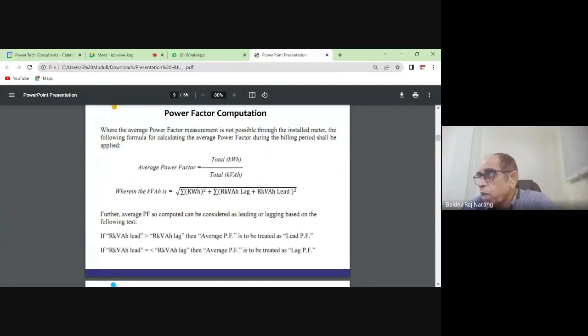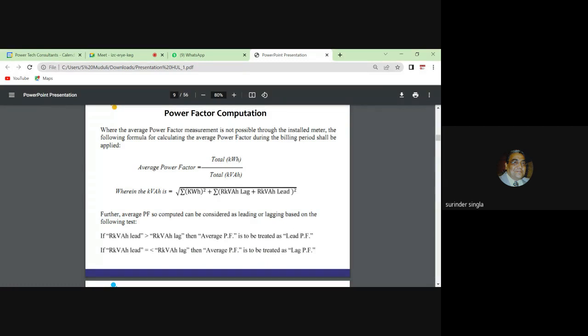Yes, sir. From the bill, it will give you the power factor value. It will not tell you how they have calculated it. But it is our right to ask them. Yes, you can always. Or we can do that from the bill, because we are working on the basis of a client.